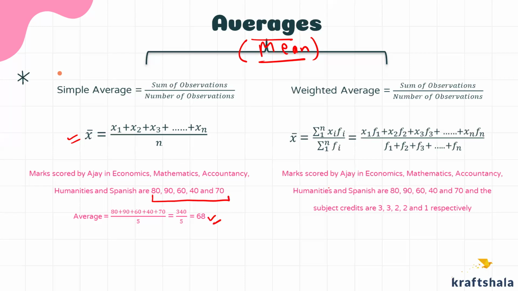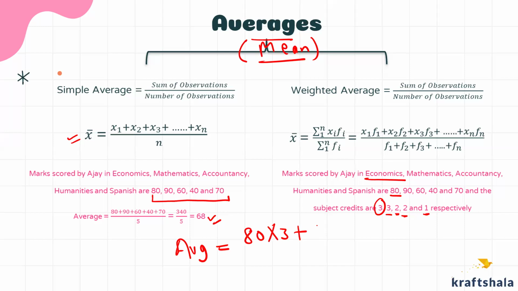For example, the marks scored by the same person in 5 subjects are the same, but now every subject has certain credits, or you can understand it in terms of every subject having a certain importance connected to it. So eco, he scored 80, subject credits are 3. Mathematically, eco will be considered as 3 subjects, maths as 3, accounts as 2, humanities 2, and Spanish 1. Now, if you have to find average, the logic remains the same: sum of observations upon number of observations. So eco is 80, but it is counted as 3. So 80 into 3.